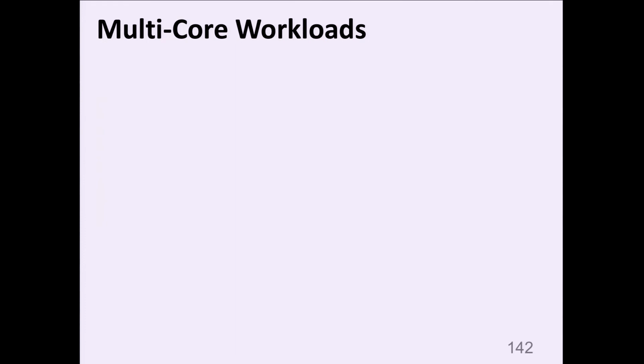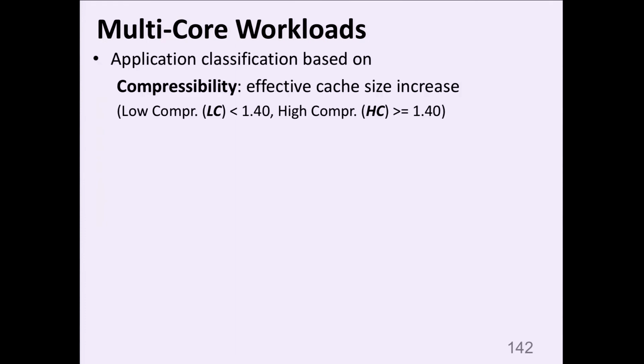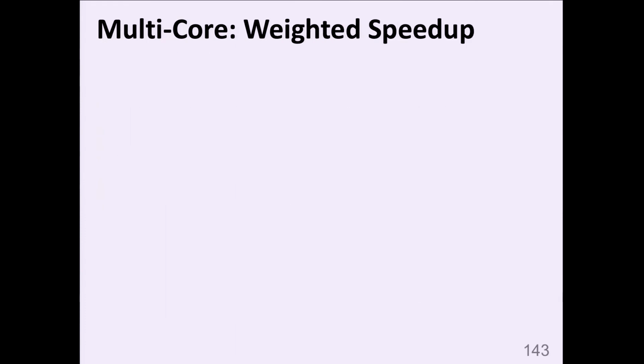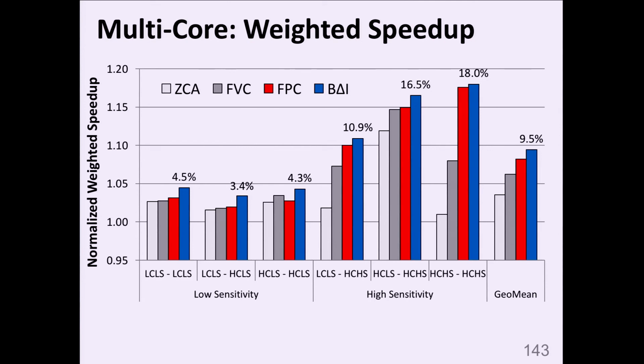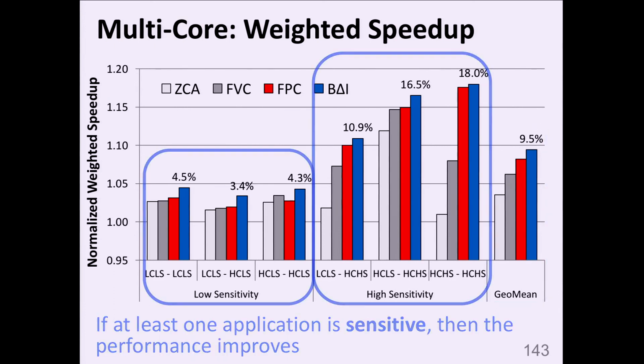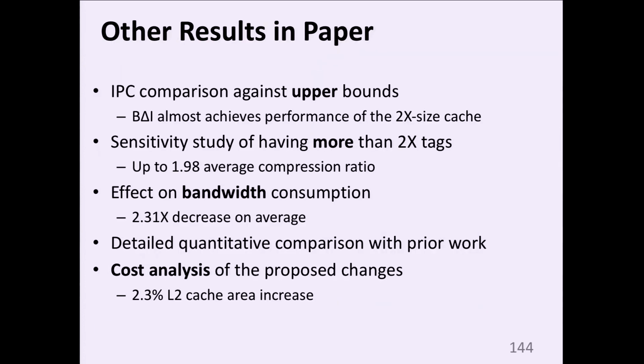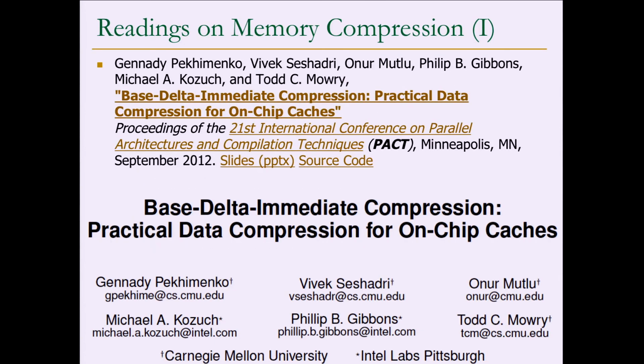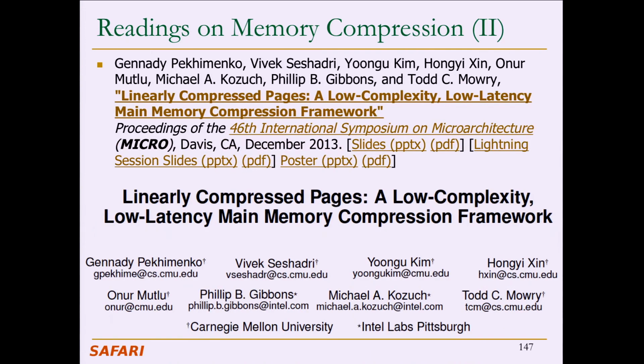OK, multi-core. Clearly compression has a lot more benefit in multi-core. You can read the paper for that. I'm not going into detail. The performance improvements are highest when you have cache-sensitive workloads and highly compressible workloads running together. If that's the case, then you get the most benefits. The paper has a lot more analysis about that. But I think this is probably a good time to stop. There's a lot more in the paper, and that will be one of the recommended readings.